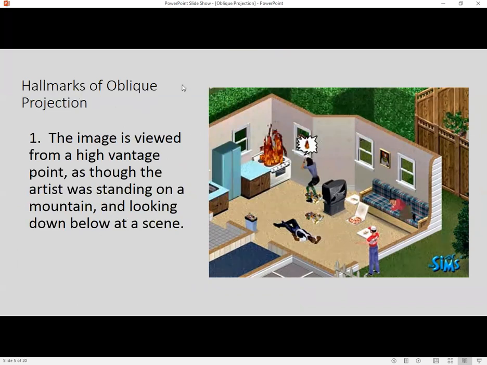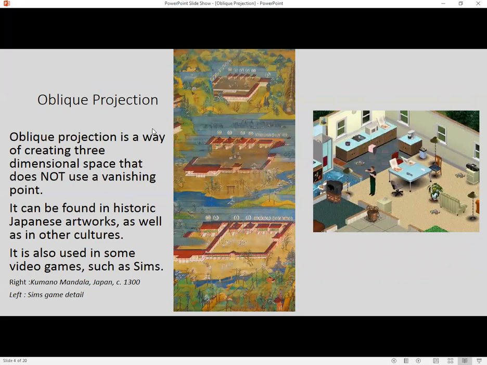So anyway, this image is drawn in oblique projection, and it follows all the hallmarks that you can use and recognize in it. So first of all, the image is viewed from a high vantage point. So we are up in the air, floating over the Sims home in an airplane, or maybe it was photographed by a drone. So you're way up high and you're looking down below on a scene. So that's one of the hallmarks. So let me just go back. See, we're way up high and we're looking at these two.